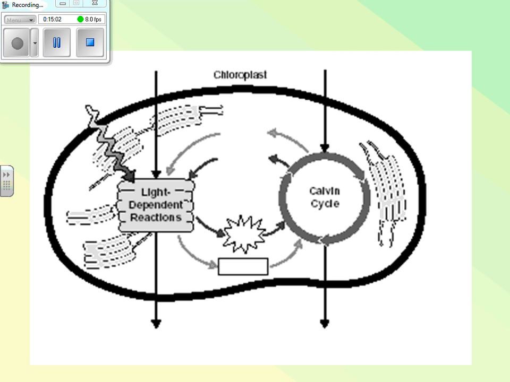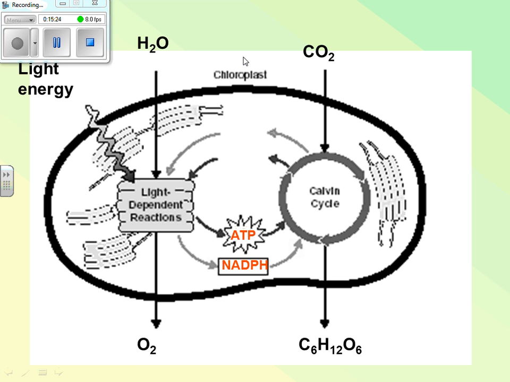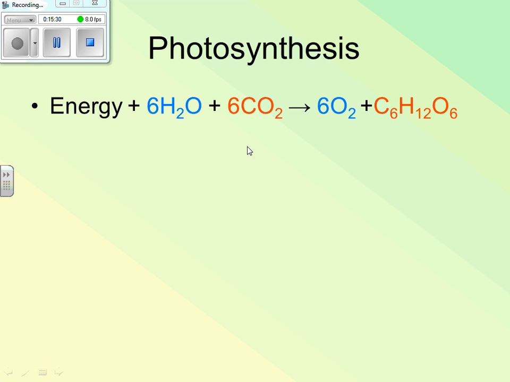Here's another version of what we just talked about. Light energy goes in, water goes in, ATP and NADPH are made, oxygen goes out. Right? Again, the hydrogens go from water to the NADPH. Oxygens in water go bye-bye. In the Calvin cycle, carbon dioxide goes in, glucose comes out, and ADP and NADP plus are recycled.